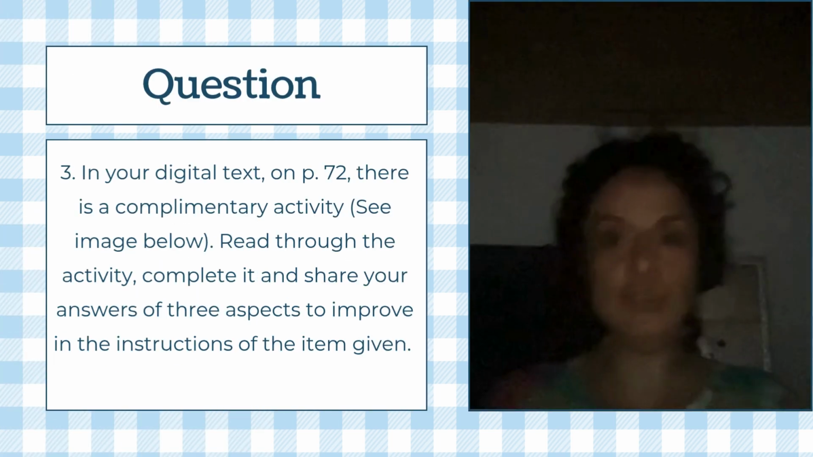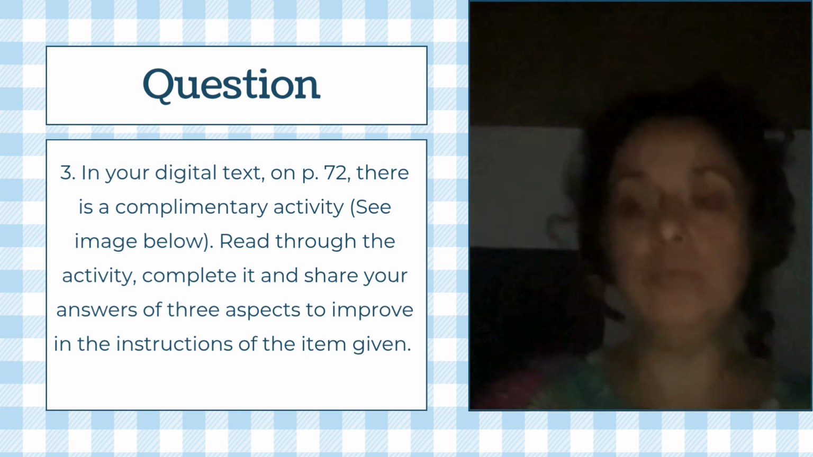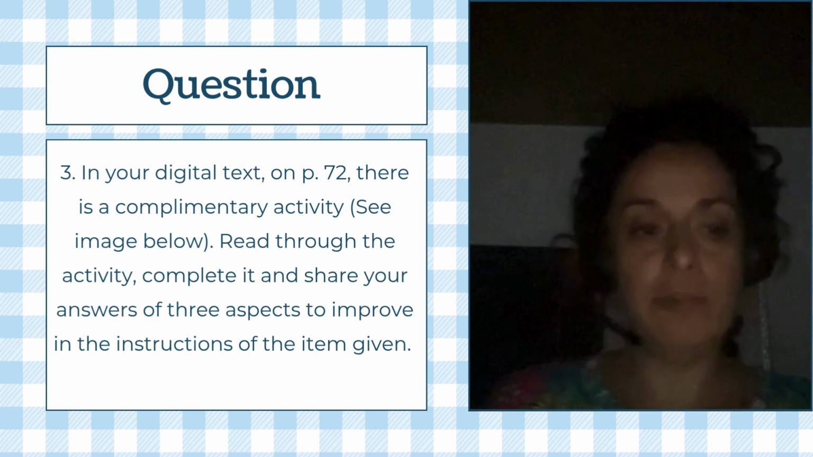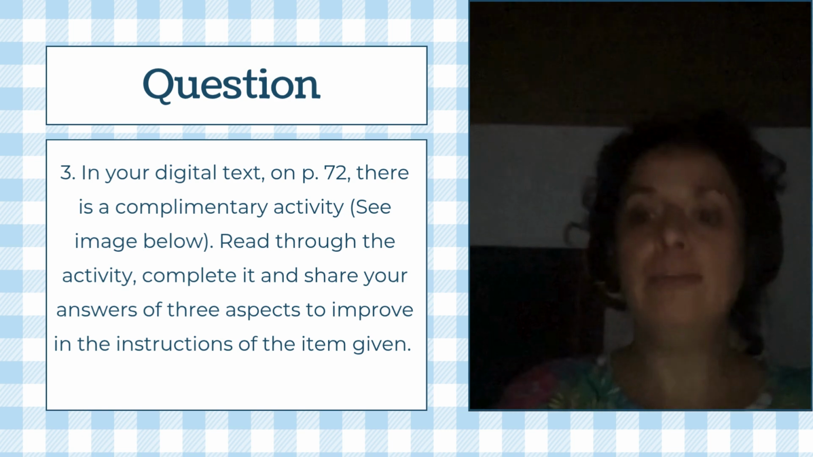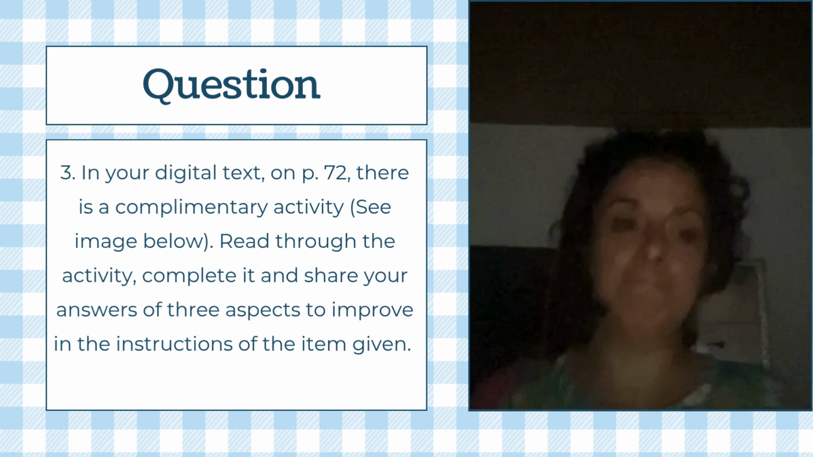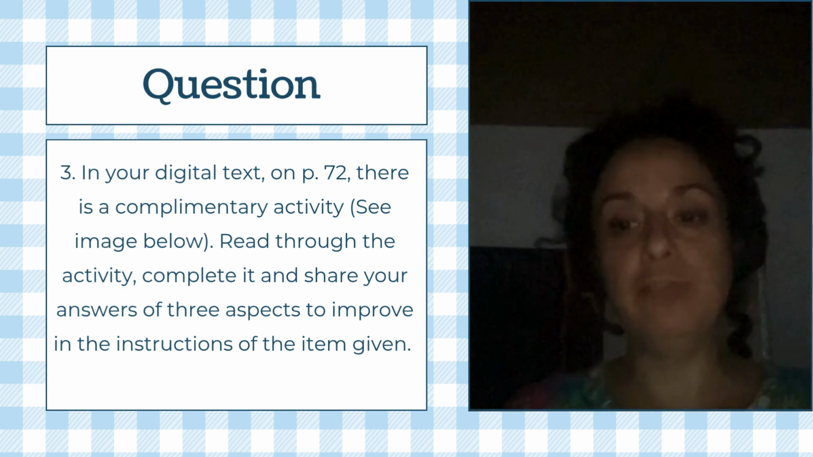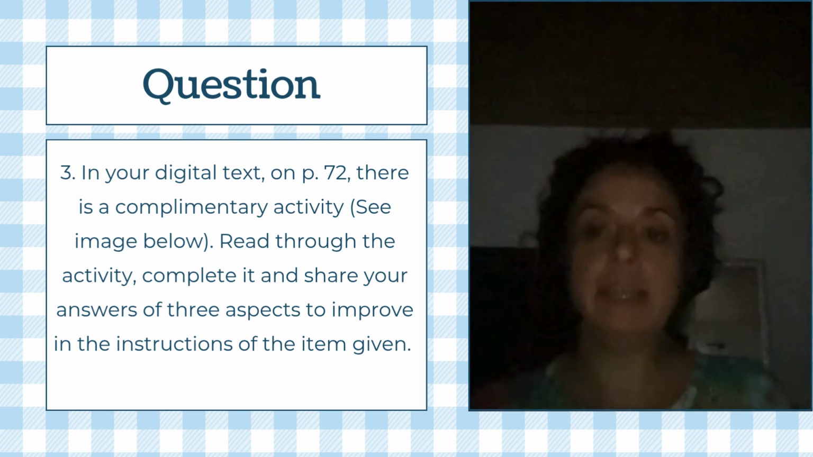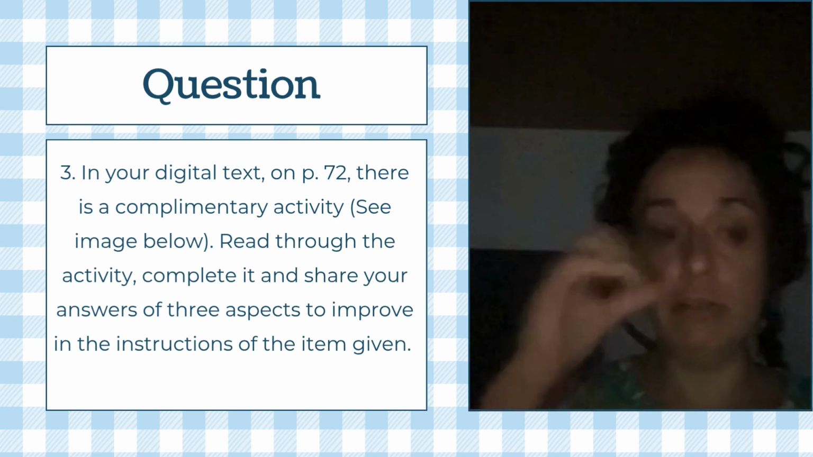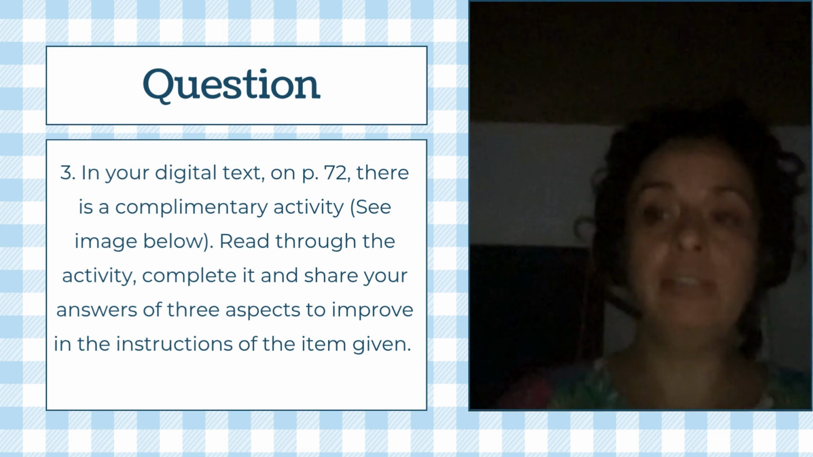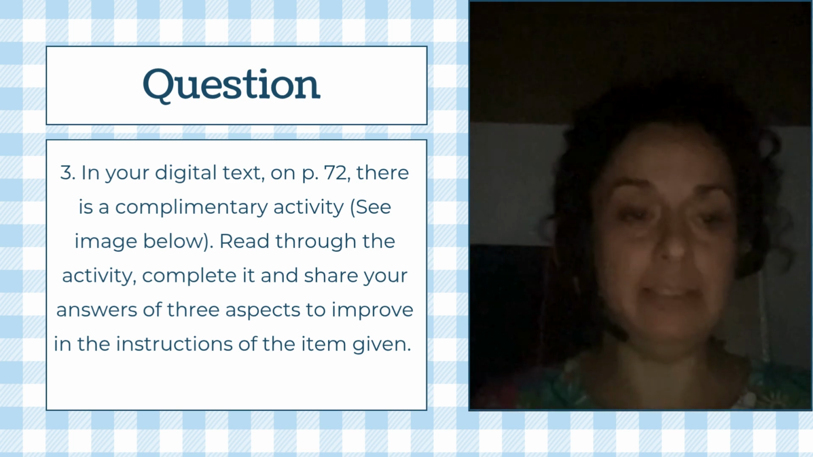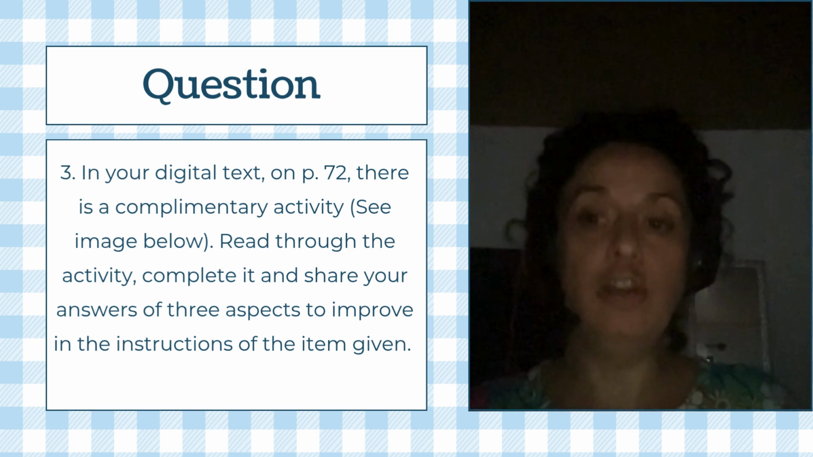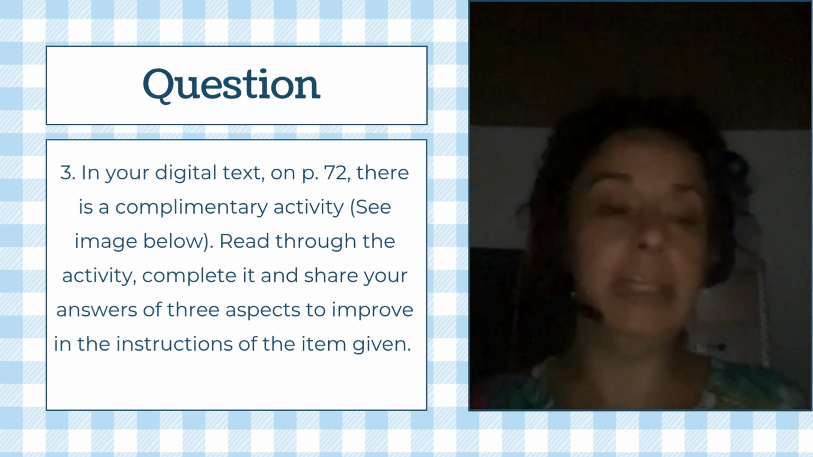Okay, for question number three, what we had to do is analyze an item from the textbook, and think about three aspects to improve in the instructions of this item that we have. Well, the first thing that I think is wrong and that we can improve is that the instructions are incomplete. For example, maybe we can change the instructions to: look at the picture and write the correct word on the line.